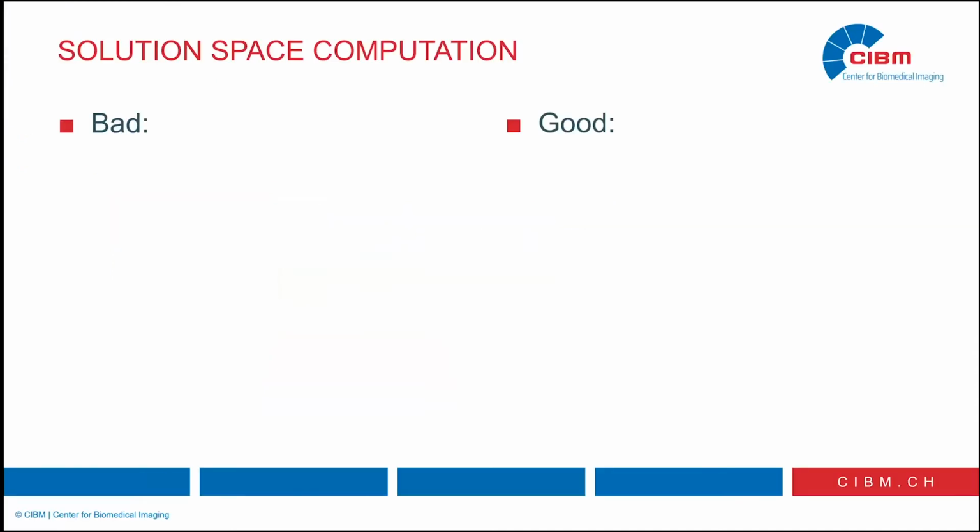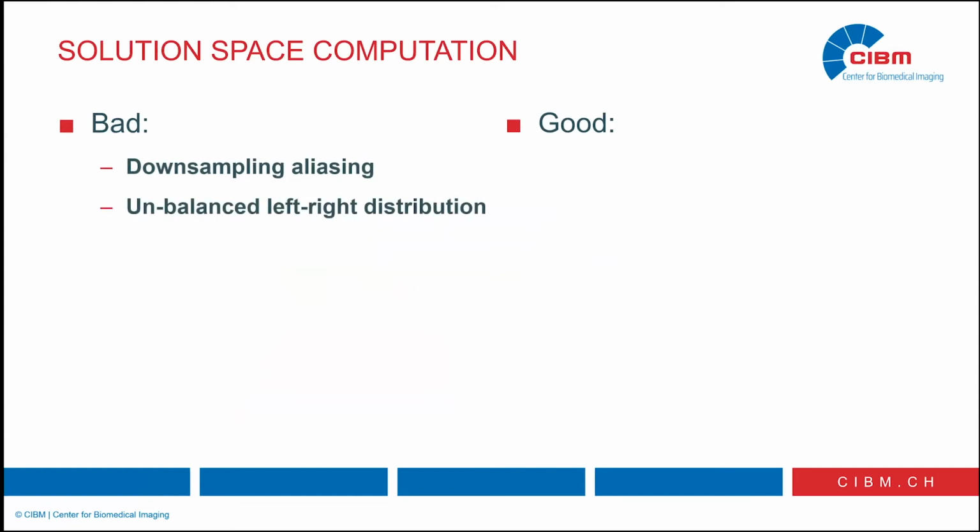The solution space. What I talk about as solution space is where we are going to have the inverse solution, where we are going to have the estimates of the localization. We used to have problems with this solution space. Basically, we have a downsampling aliasing, because the solution space is downsampling the brain, and with every downsampling you need to be careful. You have to be very careful to balance between the left and the right solution points.